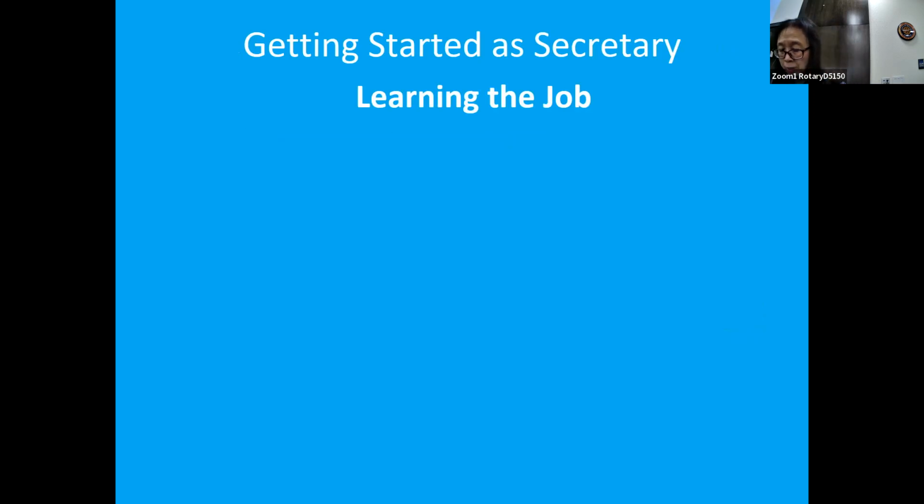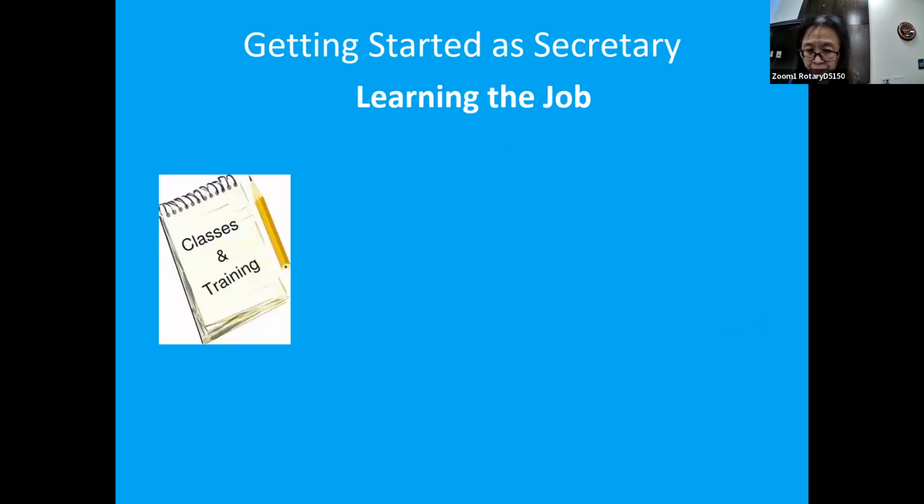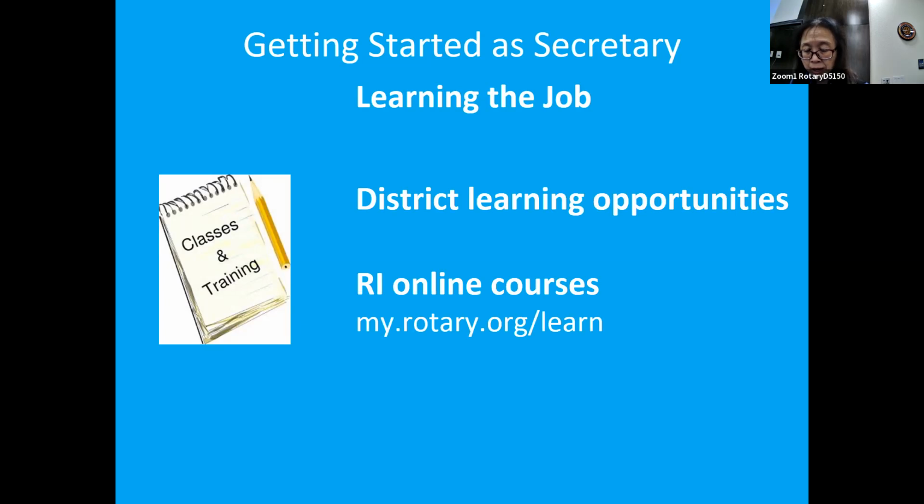If you are a club secretary or a club administrator, I think the first thing you need to do at this point, we're in the month of May, if you're going to start your year in July, is learn the job. And where can you learn the job? You can learn the job by taking classes, such as what you're doing right now. And we have quite a few opportunities. This is one of them. RI has an online course, myrotary.org/learn. I'll take you there in a minute.